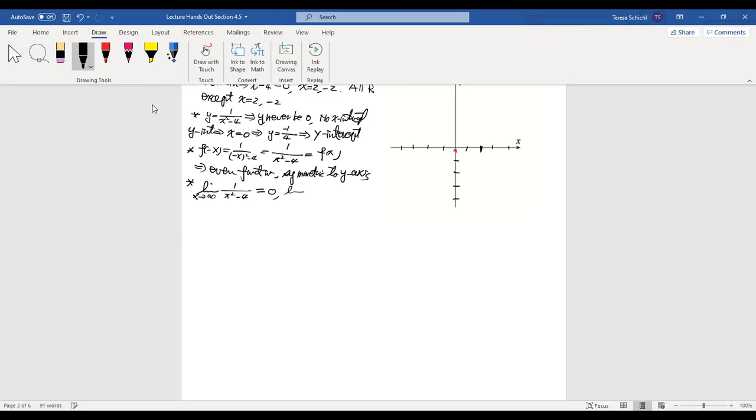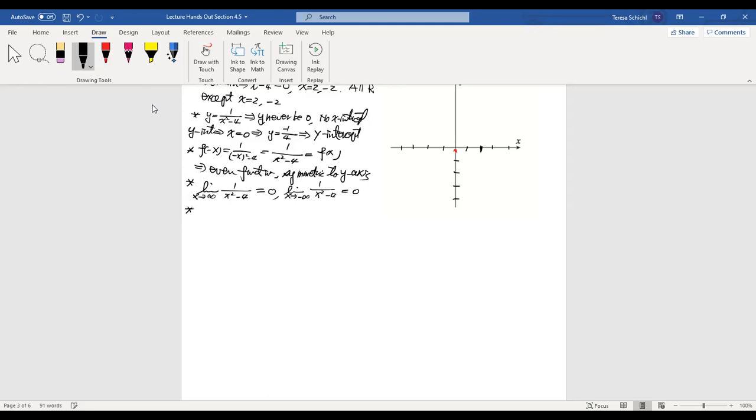So in the same way, the limit as x approaches negative infinity: because x squared is still positive infinity here, the limit will still be 0. So the horizontal asymptote is only the x-axis here. Okay, and now let's take a look at the vertical asymptote.